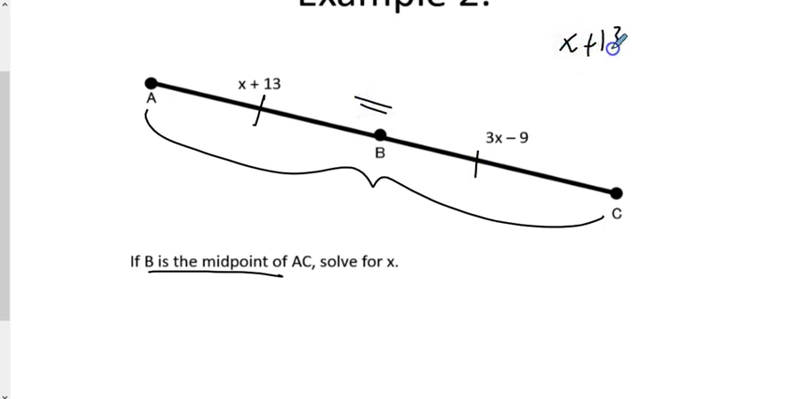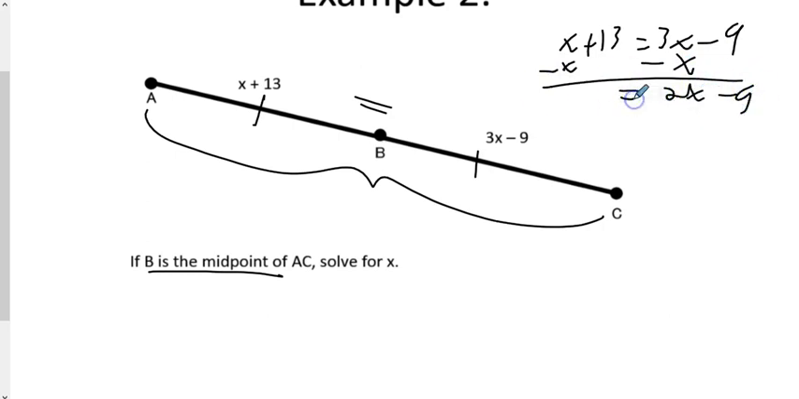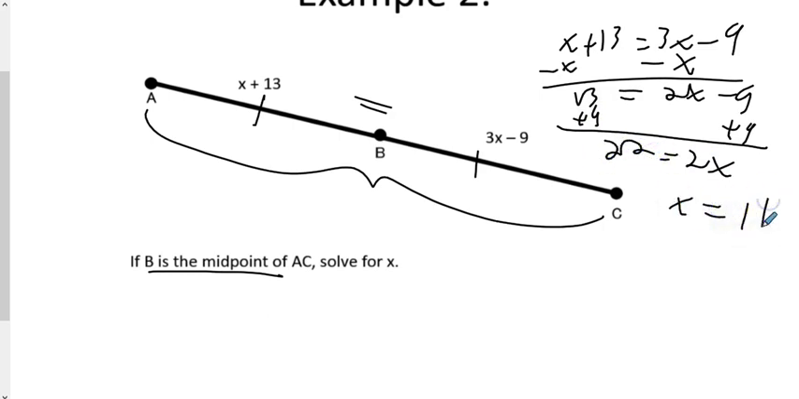X plus 13 equals 3x minus 9. I'm going to subtract x and get 2x minus 9 equals 13. I'm going to add 9 and get 2x equals 22. And then when I divide by 2, x is 11. Now, I have to look and see, what did it want me to solve for? And it just wanted x. So I'm finished.